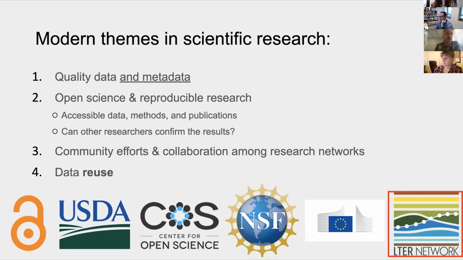So the themes we're going to work around in this presentation are quality data and metadata. We're going to talk about open science and reproducible research. These are hot topics in the ecological and environmental sciences. Accessible data, accessible methods and publications. Can other researchers confirm research results? We'll talk about community efforts and collaboration among research networks.